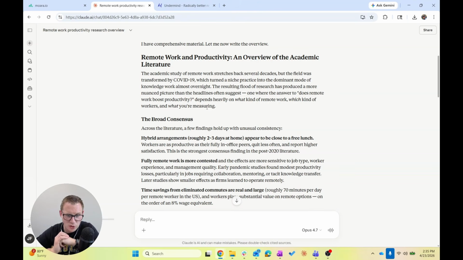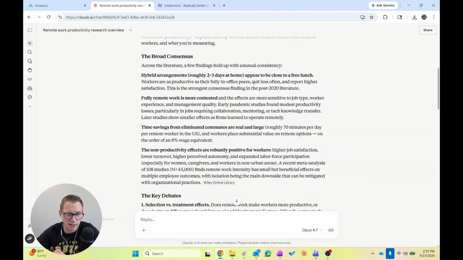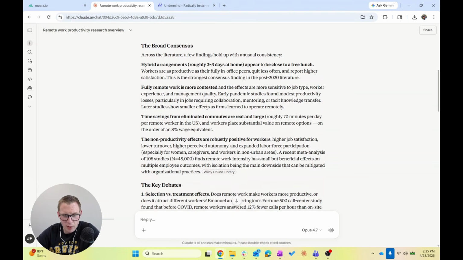One where the answer to "does that boost productivity" depends heavily on what kind of work, which kind of workers, and what you're measuring. Undoubtedly. I'm not surprised that's the case. Broad consensus that hybrid arrangements appear to be close to a free lunch. That's really interesting. Workers are as productive as their fully in-office peers, quit less often, and report higher satisfaction. This is the strongest consensus finding in the post-2020 literature.